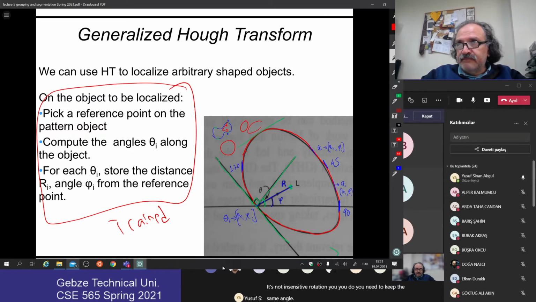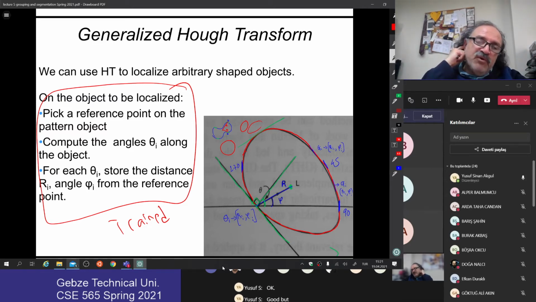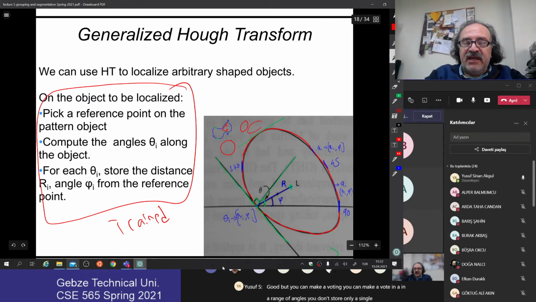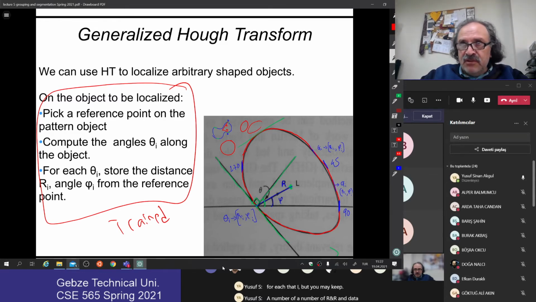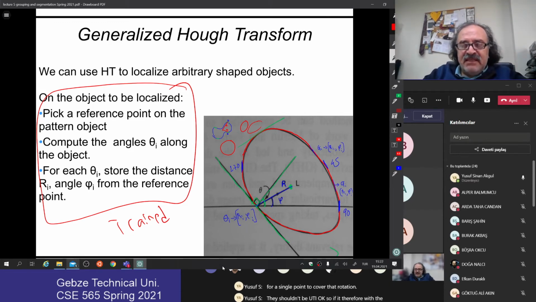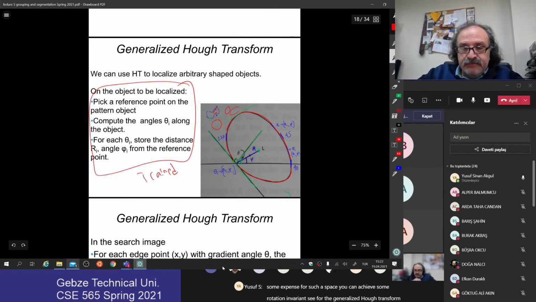Okay, good. But you can make a voting. You can make a voting in a range of angles. You don't store only a single number for each theta i, but you may keep a number of r and phi i values for a single point to cover that rotation ambiguity. So with some expense for such a space, you can achieve some rotation invariancy for the generalized Hough transform. Okay, good.